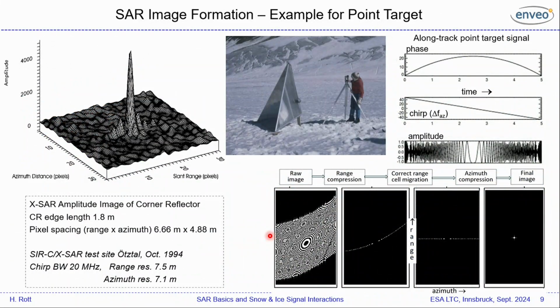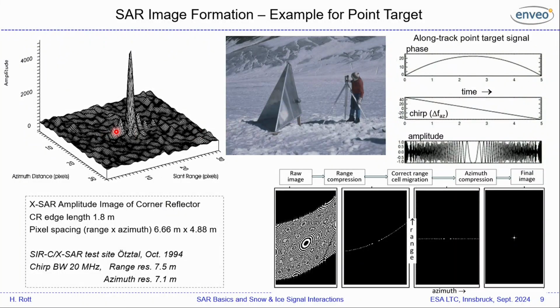Now, how does such an image look like? Well, this is an amplitude image of a point target in slant range and azimuth. And it's exactly this one, a 1.5 meter corner reflector, which we set up in '94, actually, when the SAR CXR experiment took place on glaciers here in the Ötztal. And this was Jeff Dozier, some of you may know him, who did the location measurement of this, at that time still with a theodolite. No GPS at the time.